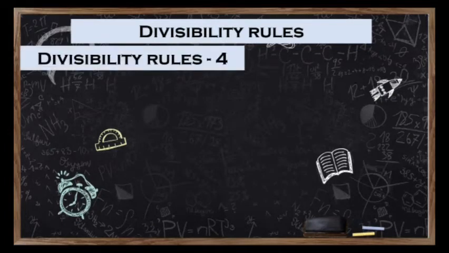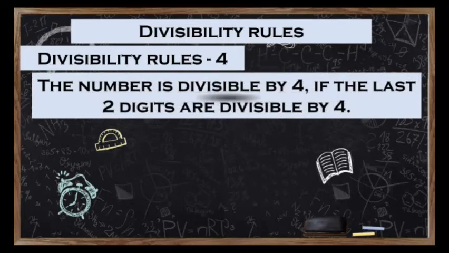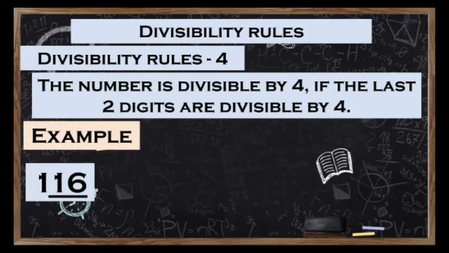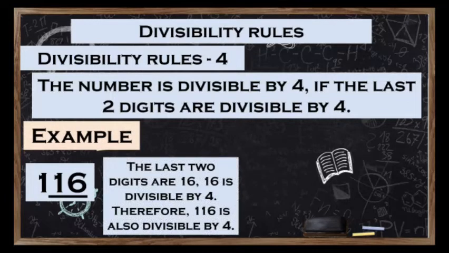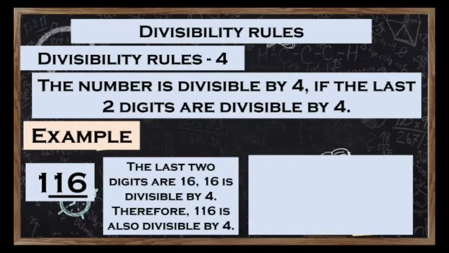Divisibility rules by 4. The number is divisible by 4 if the last two digits are divisible by 4. Example, 116. The last two digits are 16. 16 is divisible by 4. Therefore, 116 is also divisible by 4. Okay, let us keep count.